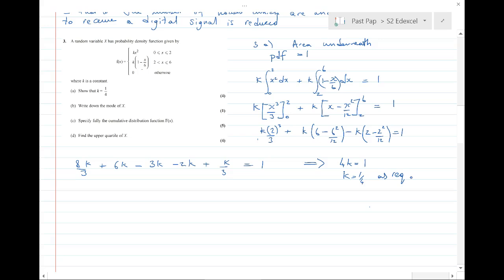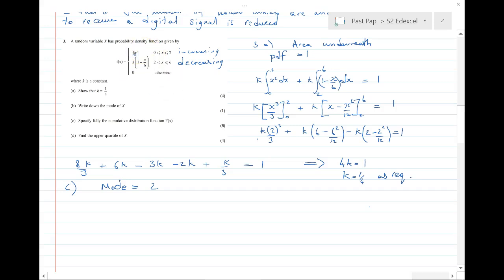Okay, now that's part A done. Now part B is just a 1 mark question. If ever it says write down, it literally means write down. The highest point of a PDF is what we're looking for. Now I'm going to draw a graph in a minute. It's not really necessary. This is increasing. And this, because of the negative gradient here, is decreasing. So we should be able to see that the mode must be, because it's the highest point, if it increases then decreases, then it's going to be the highest point, which is 2. So we've answered the question.